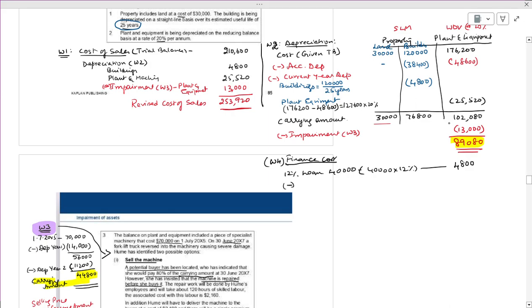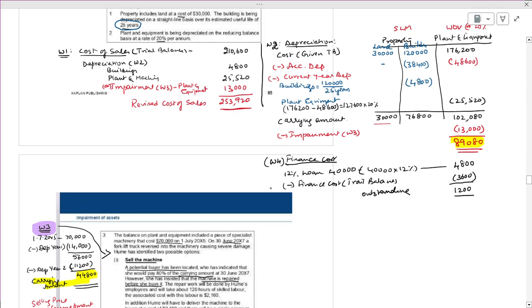How much have they paid as finance cost in the trial balance? They paid 3,600. Now, how much do they still have to pay as finance cost? Finance cost is 1,200. This finance cost is the outstanding.